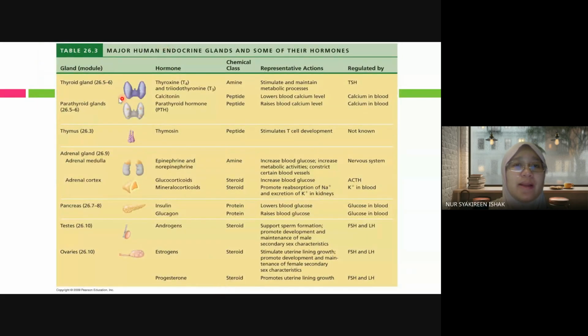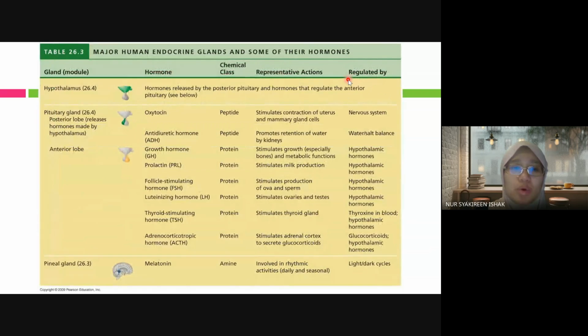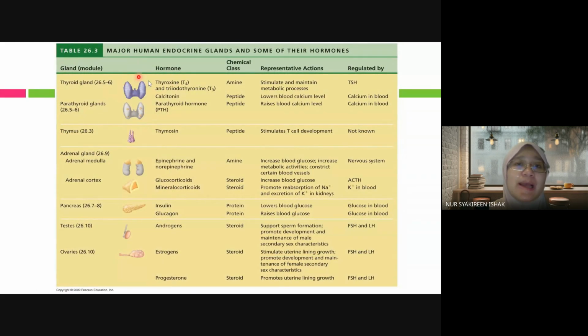Then we have the thyroid gland and the parathyroid at the neck region. Basically the function of these two glands is to regulate metabolism and calcium level. It is regulated by TSH, thyroid stimulating hormone, which is secreted by the anterior pituitary. The anterior pituitary secretes TSH, whose target organ is the thyroid gland.